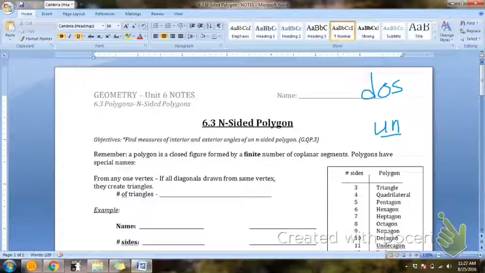After 12, though, there are no special names. So if something has like 30 sides, we would just call it a 30-gon, a 50-gon, a 52-gon. It doesn't get special until number 20. Number 20, for whatever reason, has a special name, and that's called icosagon. Please say that with me. Icosagon is 20 sides.